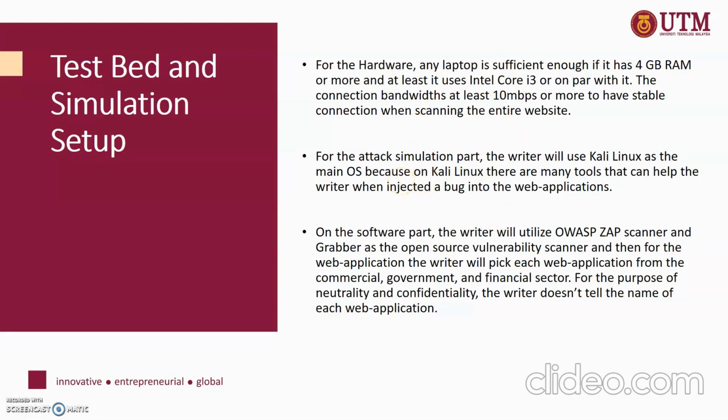For the attack simulation part, the writer will use Kali Linux as the main OS because on Kali Linux there are many tools that can help the writer inject a bug into the web application. Also, usually on Kali Linux, the ZAP application and Grabber have already been installed. For the software part, the writer will utilize the ZAP scanner and Grabber as the open source vulnerability scanners. For the web applications, the writer will pick one each from the commercial, government, and financial sectors. For the purpose of neutrality and confidentiality, the writer doesn't tell the name of each web application.